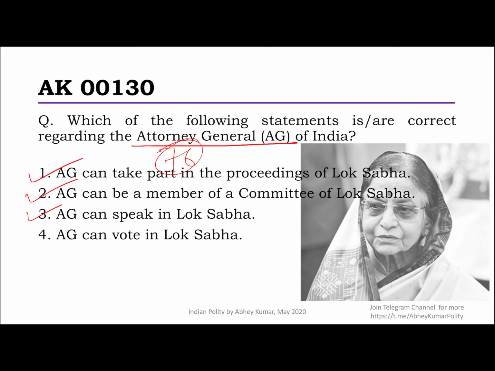AG can be a part of any of the houses in terms of the proceedings and the appointment to the committee. But of course, since the AG is not a member of the house, AG cannot vote. AG cannot vote in any of the houses. They can only participate, speak, contribute, give their ideas. So this fourth statement is actually a wrong statement. Okay. Please revise your provisions of the Attorney General.